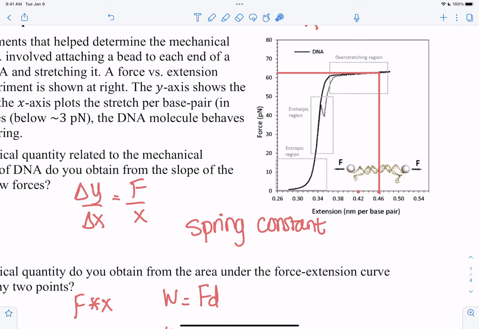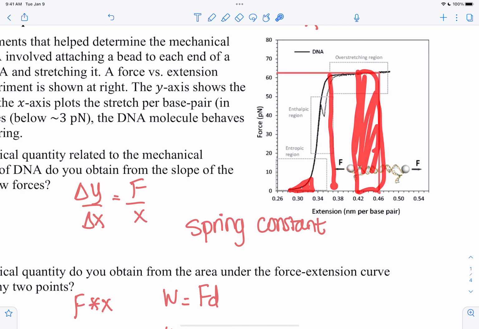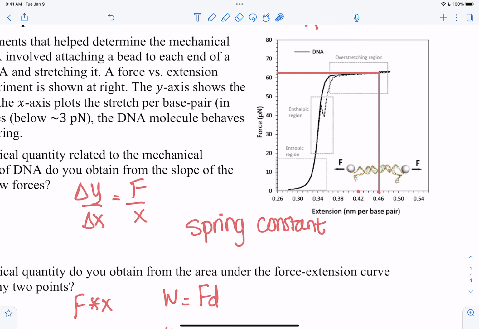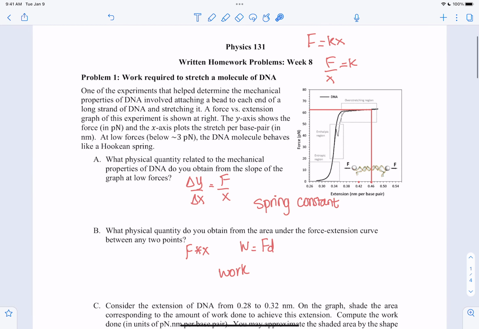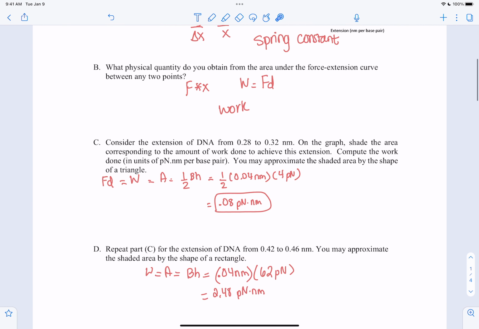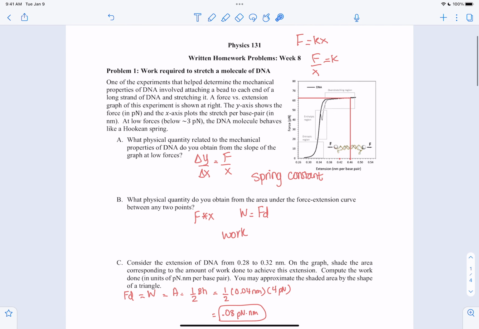But yeah, it should be slope on a graph like this, force divided by the extension, or the displacement. That's going to give you your K, your spring constant. And then the area underneath the curve, so if you have this little triangle here, or this big rectangle here, or even if they wanted you to calculate from here to here, then it would just be this whole rectangle, right? Area underneath the curve is going to be force times the extension or the displacement. Force times distance is going to give you your work. So hopefully that all makes sense for problem 1.